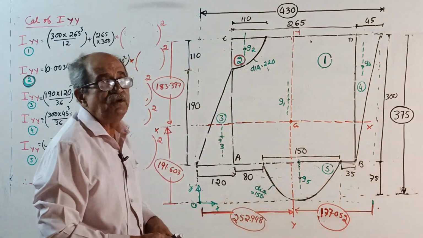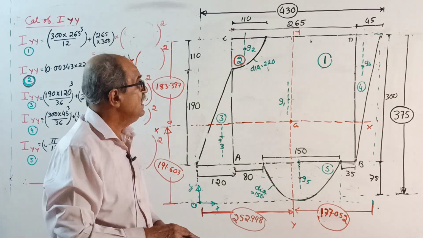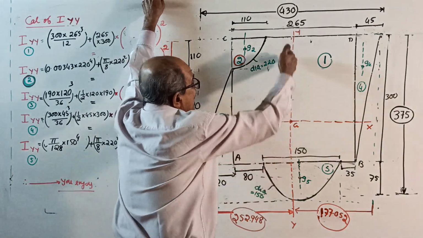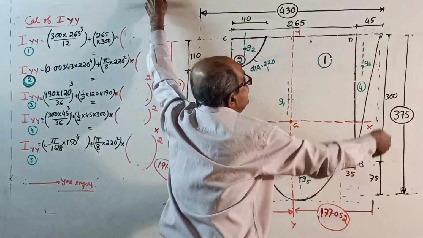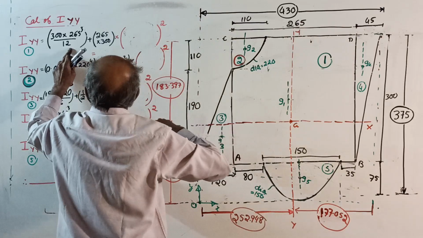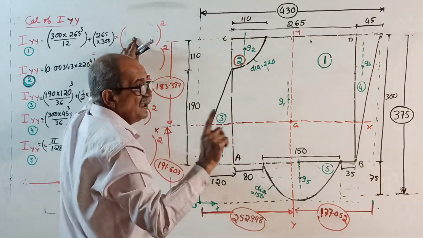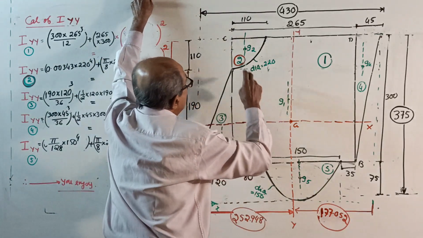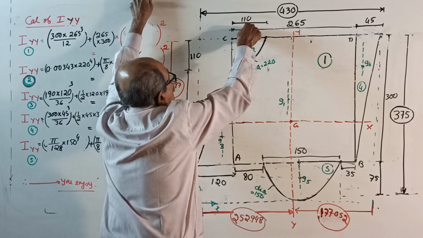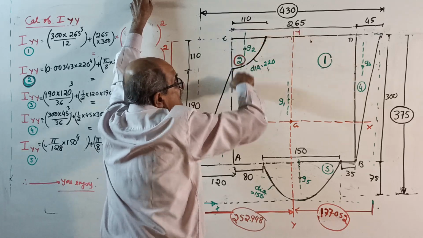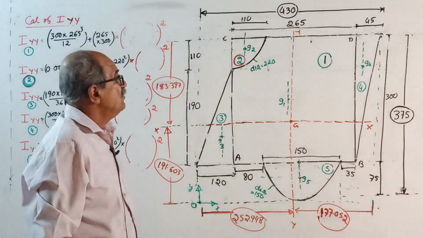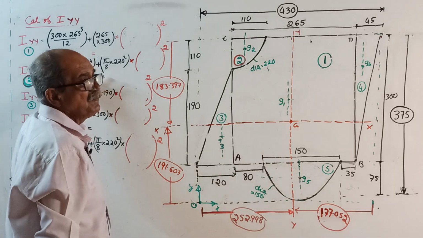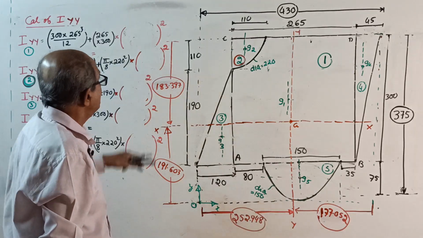Okay, first for everything you write systematically IG for 1. Vertical, this is the axis. So parallel side 300 into 265 cube by 12 plus area into H square. I will explain H last. Last I will tell. Figure 2. I about its own centroidal axis. Quadrant of a circle, whichever axis you take, it is same 0.00343 diameter power 4 plus area into h square.